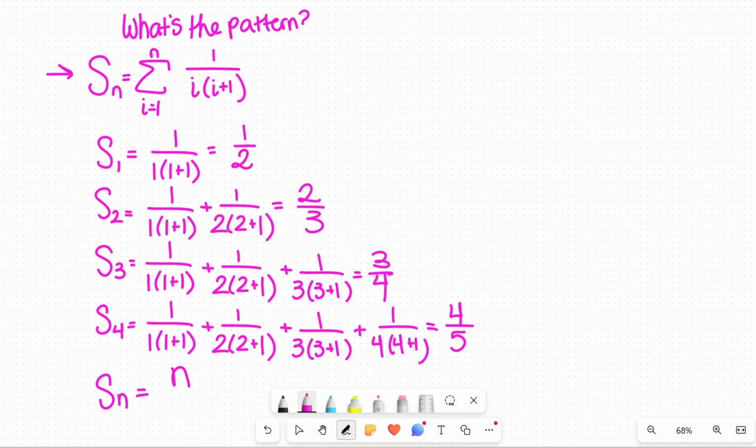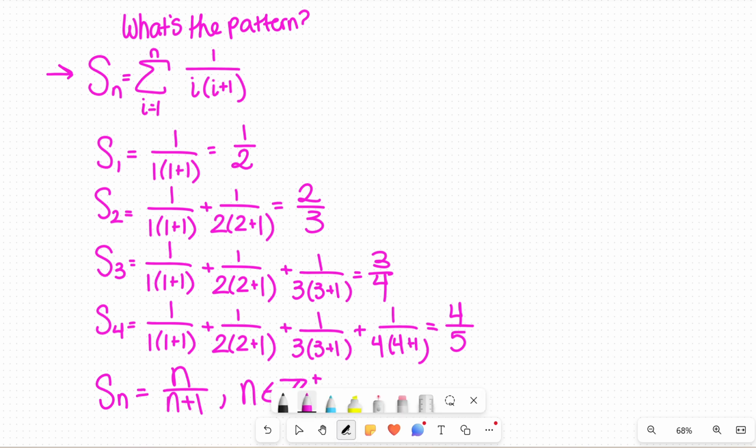So maybe you're noticing a pattern right off the bat. My numerator is exactly the same as my term number. And then my denominator is my term number plus 1. Now this is only going to work for my positive integers, so that's going to be starting at n equals 1. So that's just a quick summary of rules for summations.